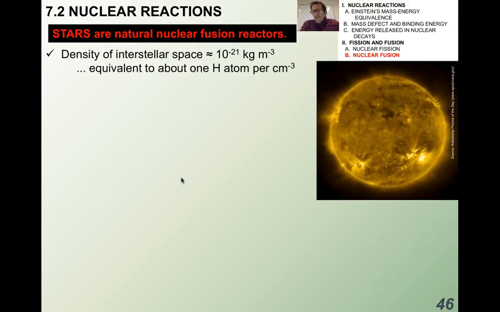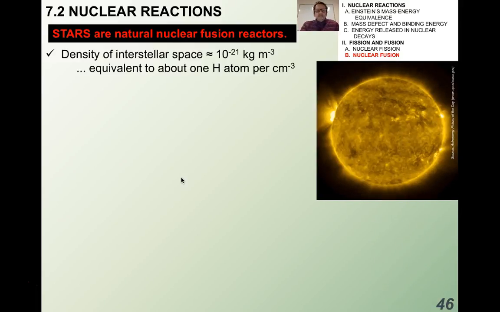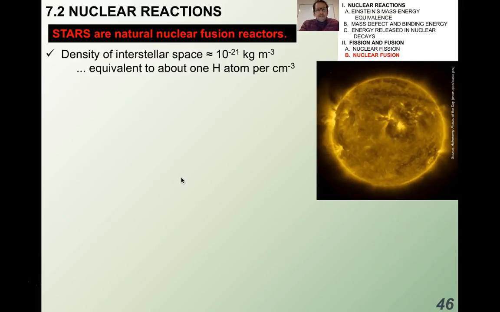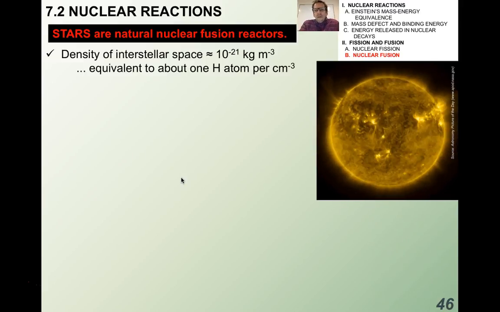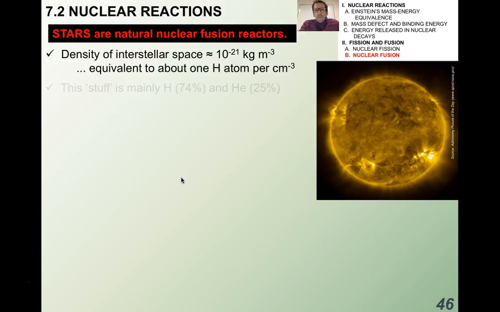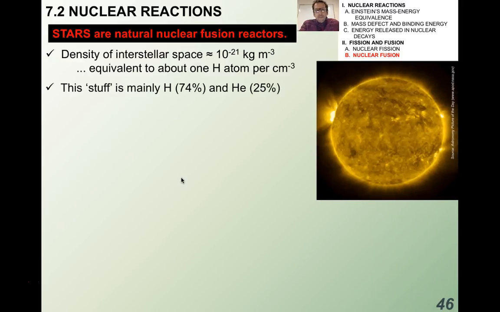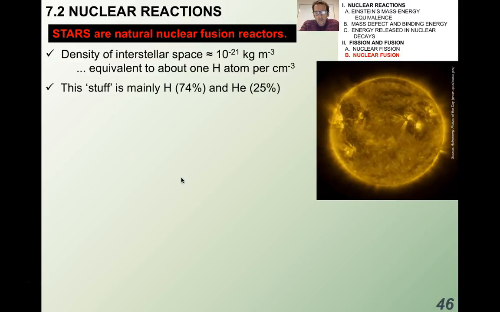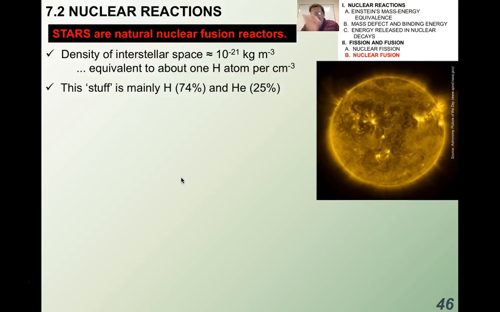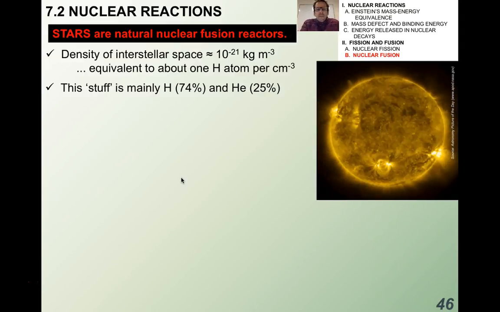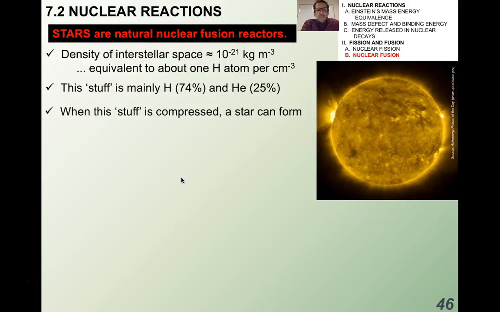A couple of things, we'll study this when we talk about astrophysics. The density of interstellar space is not a vacuum, okay? There's about one hydrogen atom per cubic centimeter equivalent, okay? That's actually kind of a lot, huh? One atom per cubic centimeter. Anyway, it's mostly hydrogen and some helium, okay?